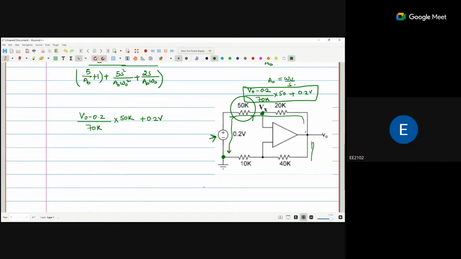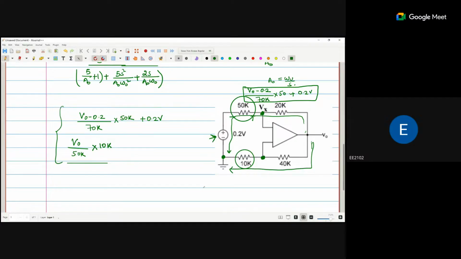And the voltage drop across this one, this is again the same V0, so it is V0 divided by 50k times 10k. Okay, because we have to find out the voltage at this point. So what is the voltage at this point? It is the voltage drop across this 10k. Okay, so this is the voltage drop.